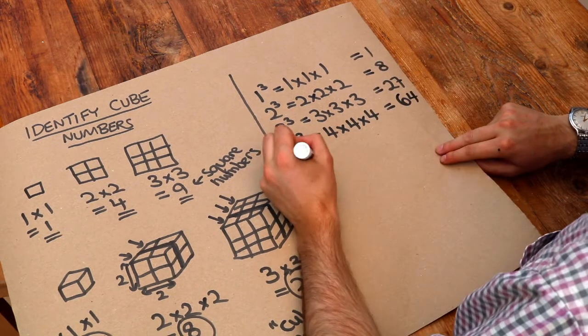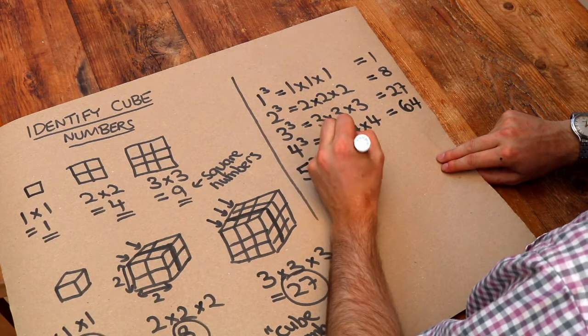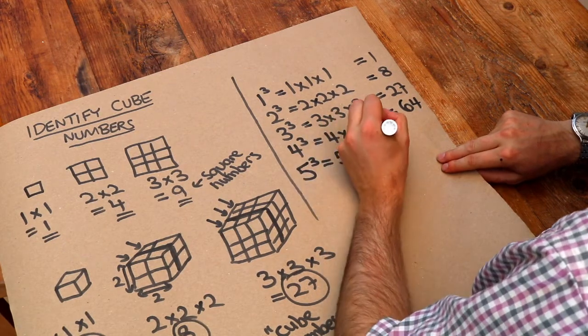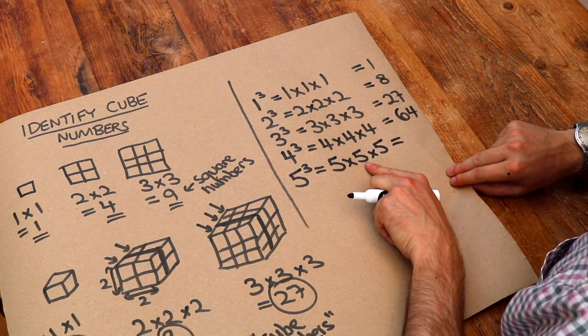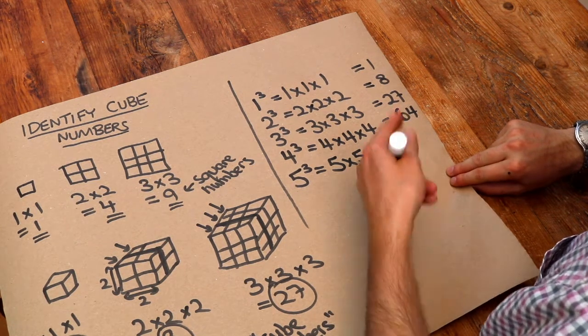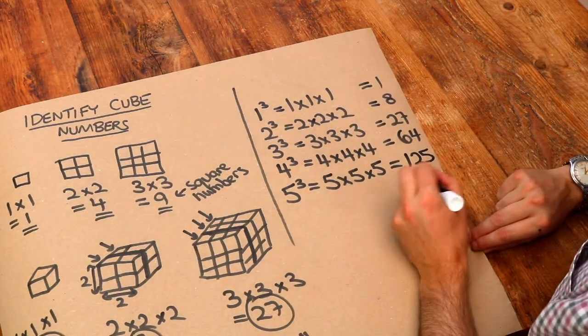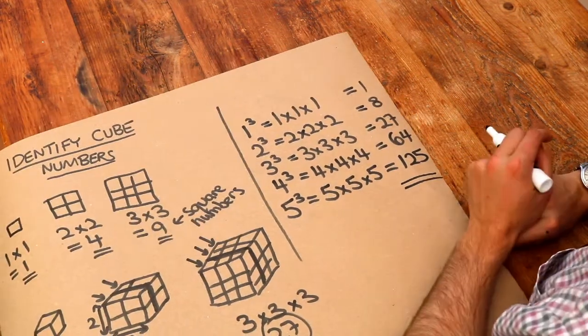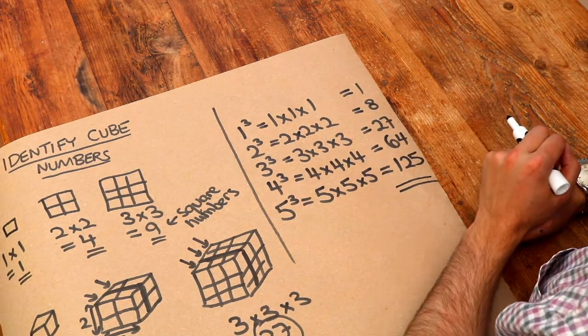And then finally, 5 cubed, that is 5 multiplied by itself 3 times. And 5 times 5 is 25, times 5 again, 25 times 5 is 125. So those are the first 5 cube numbers, and I highly recommend that you memorize these so you don't have to work it out each time.